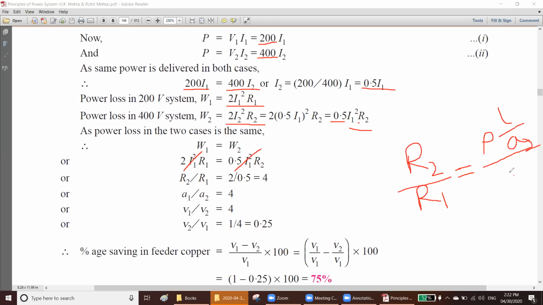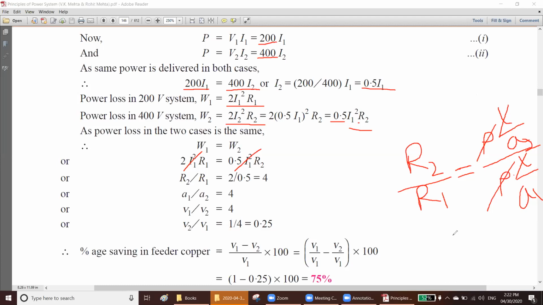Here you will have rho L by A. Your A is A1 here, right? So R2 is rho L by A2. R1 is equal to rho L by A1. So rho is gone. Your L is gone. So what you are left with? You are left with 1 by A2 divided by 1 by A1. So A1 will go up, A2 will come down.